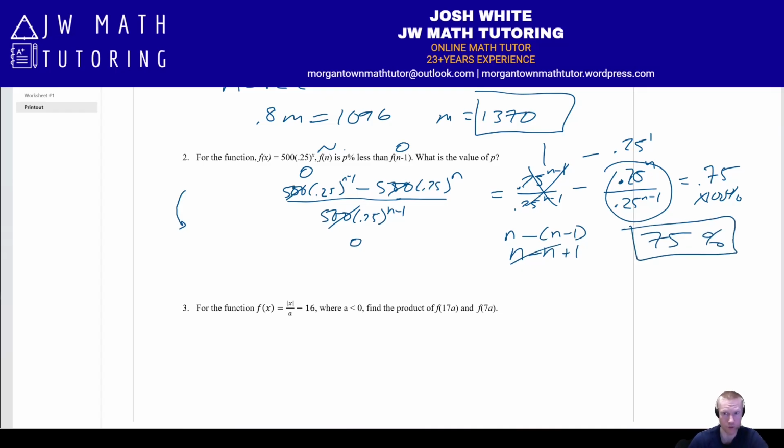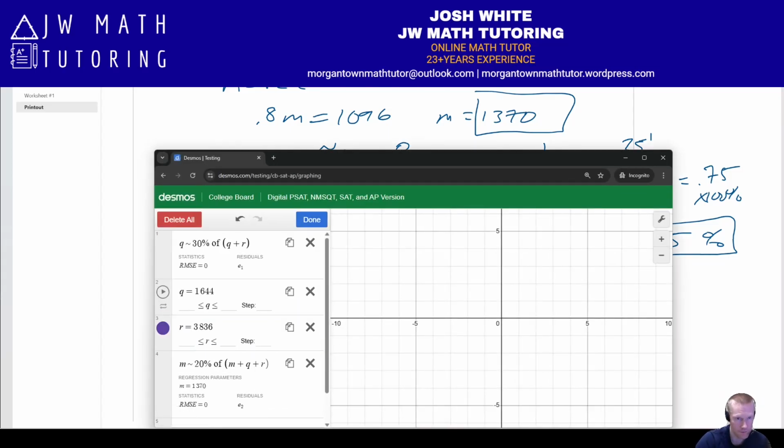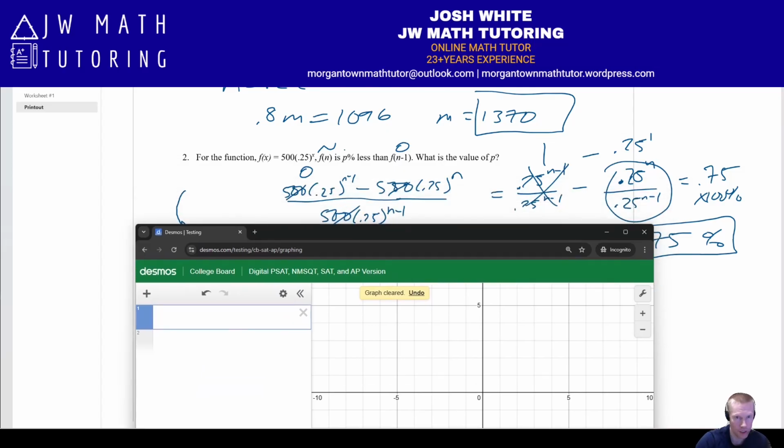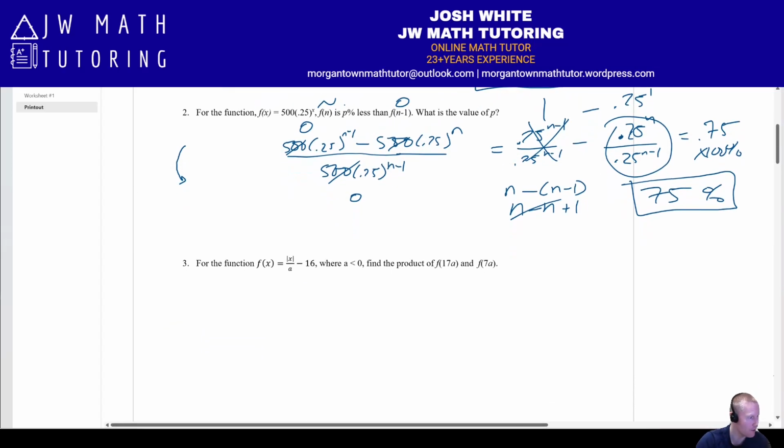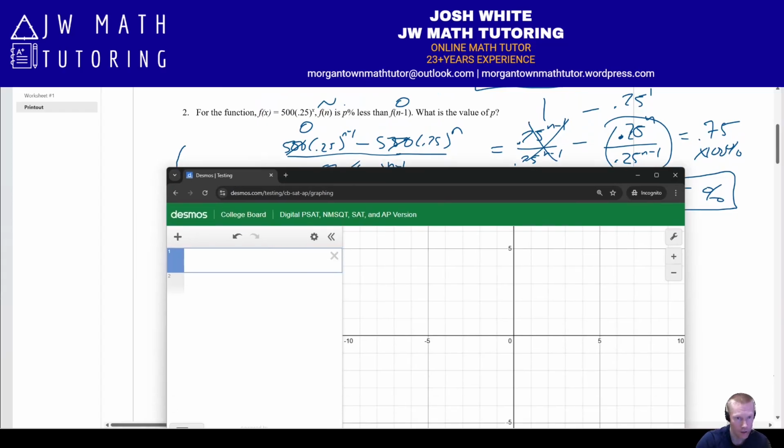But again, of course, you just type 75. You don't put the actual % sign. But that's the correct answer. Here is how you could do picking numbers in Desmos and just do the whole thing. Let me just scroll down here a little bit. All right. So first I'm going to define my function.